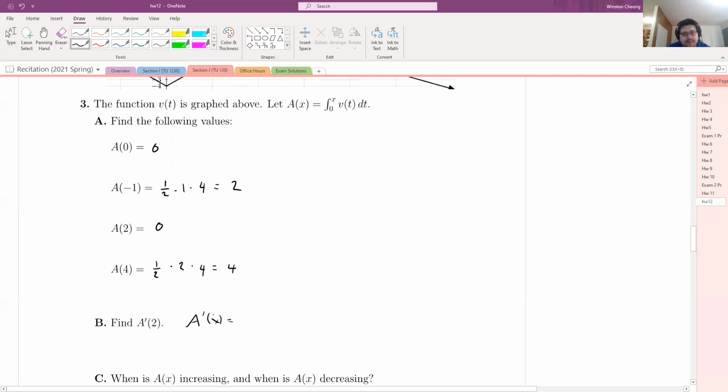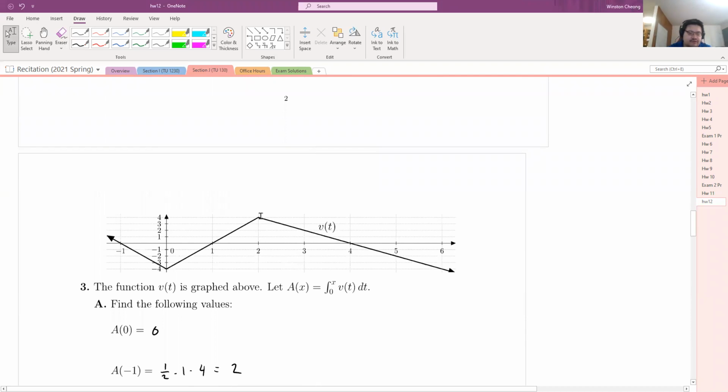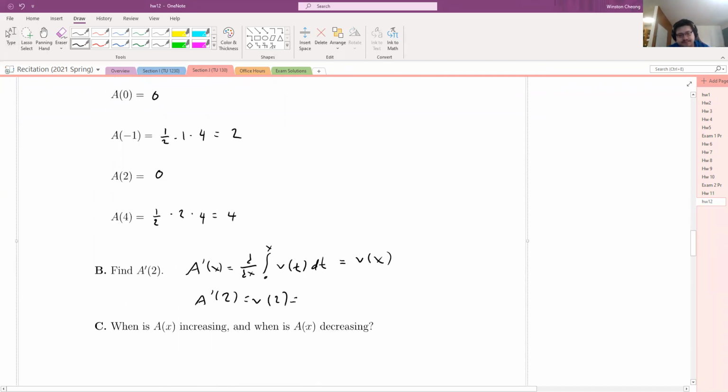I'm going to spell it out though. So I'm going to say A prime of x is d/dx of the integral from 0 to x of v of t dt. Okay, and so this should remind you of FTC Part 1, and that is actually equal to v of x. So A prime, the derivative of the A function, is just the v of x function. So if we plug 2 into this new function, or old function, that's the same as plugging into the v function. So all we have to do is just read the height off of the graph. And so the answer is 4.